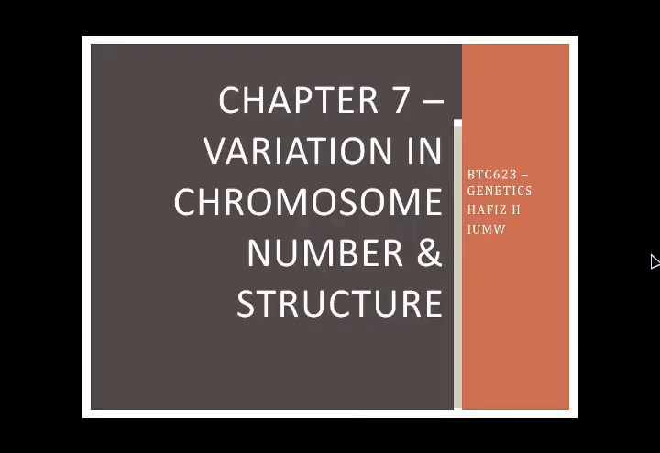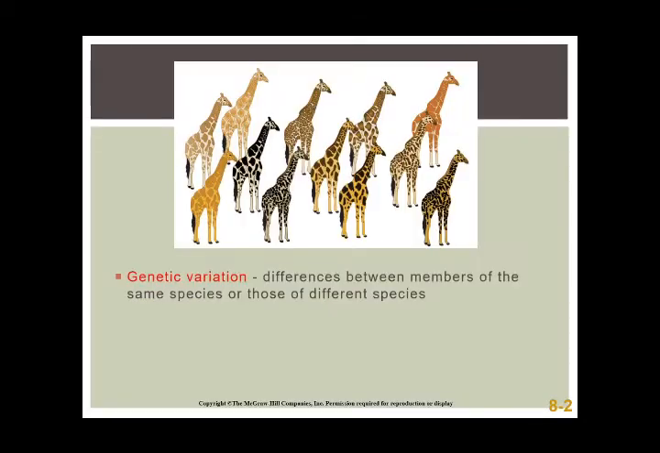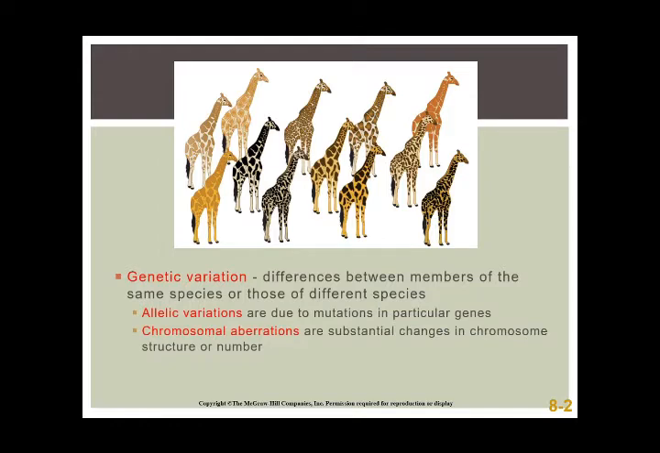7. Variation in chromosome number and structure. Genetic variation refers to differences between the members of the same species or those of different species. Allelic variations are due to mutations in particular genes. Chromosomal variations are essentially changes in chromosome structure or number. So this affects more than one gene. It is quite common, which is surprising.